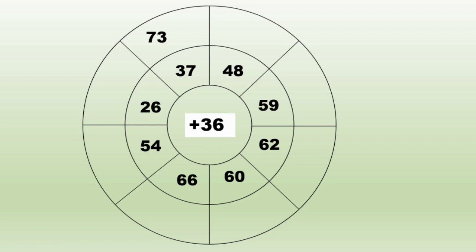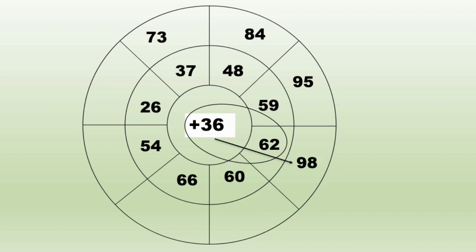Now 48 and 36 will be added. 48 plus 36 is equal to 84. 84 is the answer here. We will write 84 in the box outside. Now 59 and 36 will give us, yes, 95. 59 plus 36 is equal to 95. Write 95 here. Now we will add 62 and 36. 62 plus 36 is equal to 98.